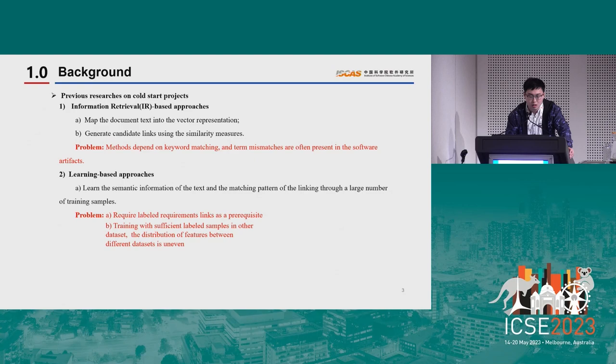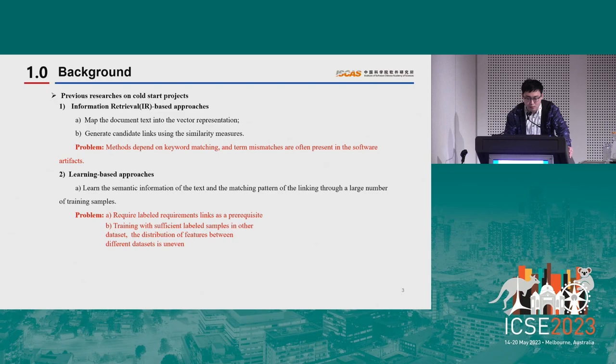Next, I will detail the shortcomings of previous research on cold-start projects. The information retrieval-based approaches first map the document text into vector representations and then generate candidate links using similarity measures. However, this method depends on keyword matching, and term mismatches are often present in software artifacts, which results in low accuracy. As for learning-based approaches, they learn the semantic information of the text and the matching pattern of the linking through a large number of training samples. However, these approaches are supervised learning, which requires labeled requirements links as a prerequisite, and so they lose effectiveness for cold-start projects. Besides, if the model is trained with sufficient labeled samples from another dataset, the distribution of features between different datasets is uneven, which results in poor performance.